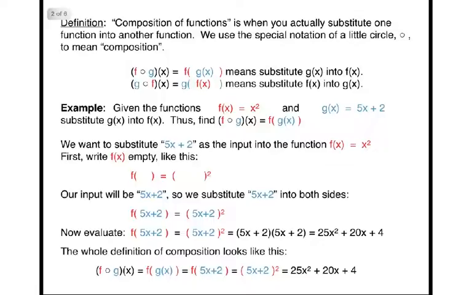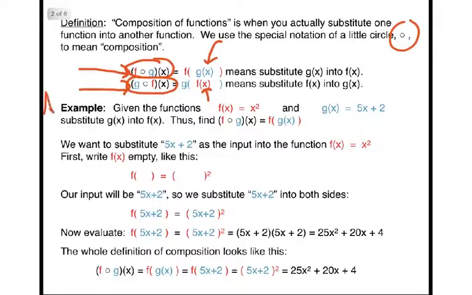Our next definition: composition of functions. Now this is completely different. Composition of functions is when you actually substitute one function into another function. We use the special notation of a little circle, like this, to mean composition. This first example, f of g of x, means you substitute g of x into the f of x function. Or, writing it the other way around, g of f of x, means that you're substituting f of x into the g of x function. These two functions are not necessarily equal. F of g of x could be very different than g of f of x.